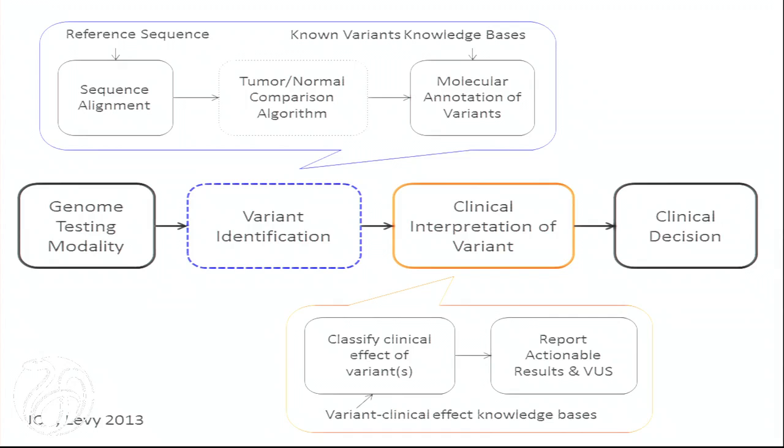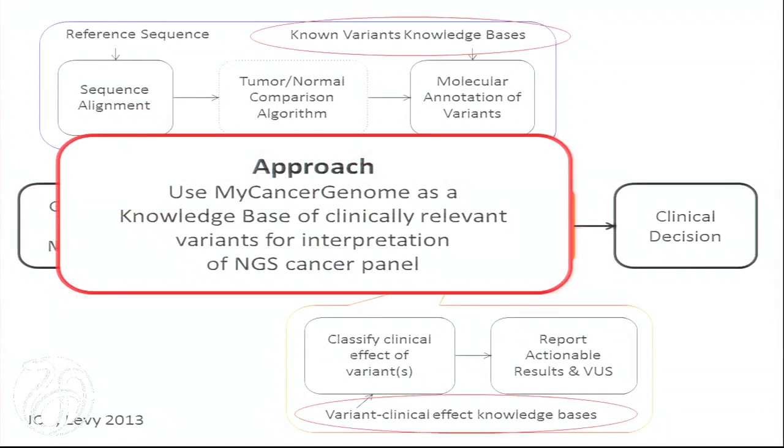And finally, to be able to create a report of variants and their actionability, as well as the variants of unknown significance, so that the clinician can finally make a decision when you hand that report over to them. So what we have undertaken is to use My Cancer Genome as a knowledge base in both that top process as well as this bottom process, a knowledge base of clinically relevant variants for the interpretation of next-gen sequencing.